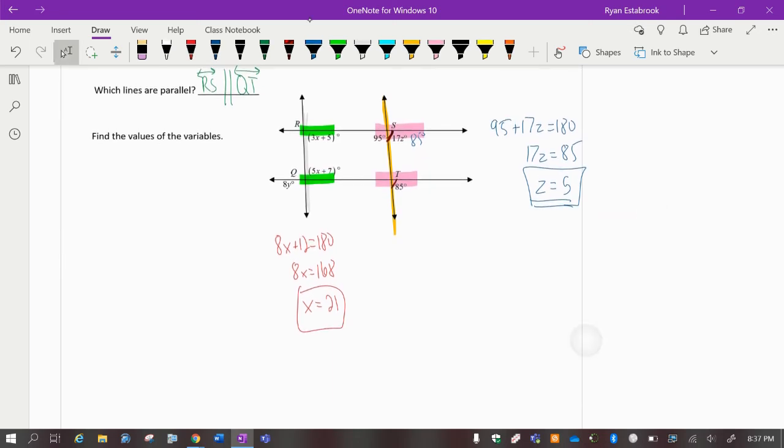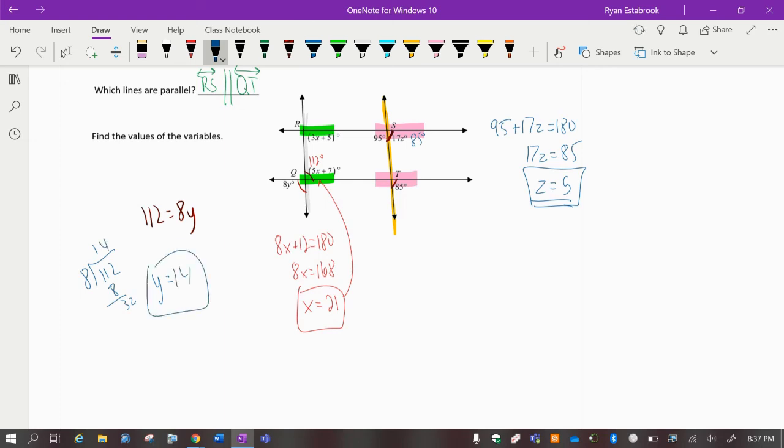Why that is significant is if now I plug that back in, 5 times 21 would be 105. 105 plus 7 means that this angle is going to be 112 degrees. 112 degrees is vertical to the 8y. 112 is equal to 8y. Divide both sides by 8. So taking 112 divided by 8, looks like that's going to be y equals 14. So I have all three variables.